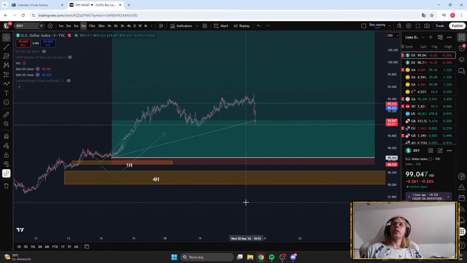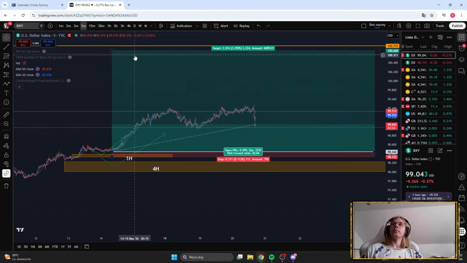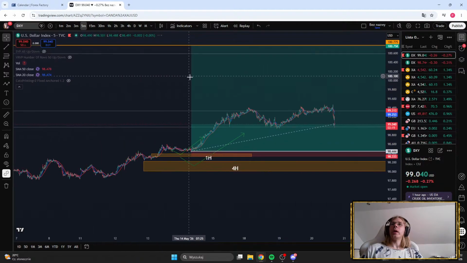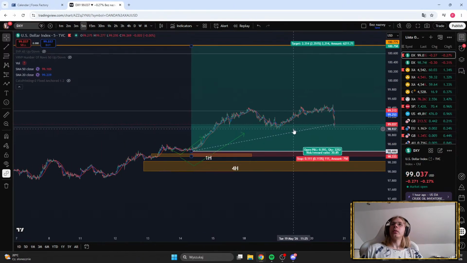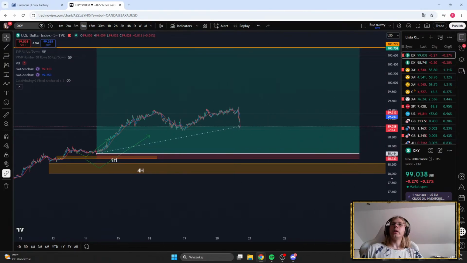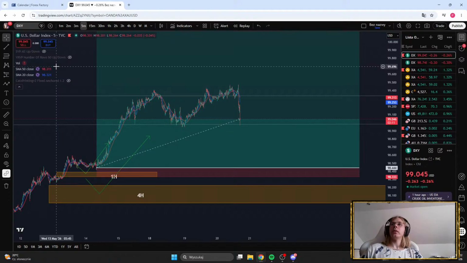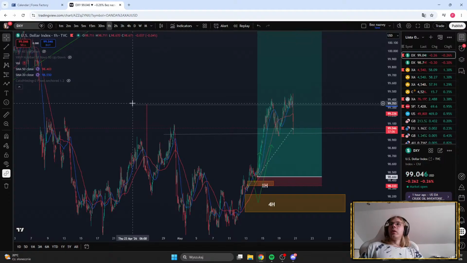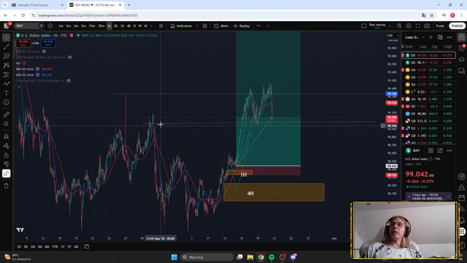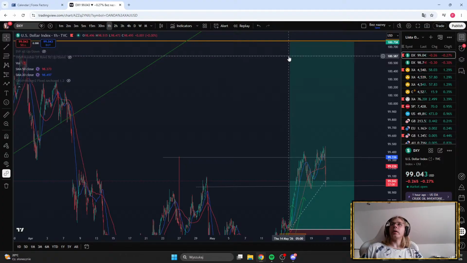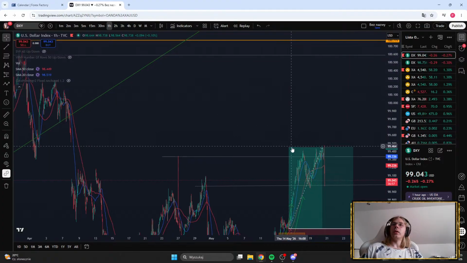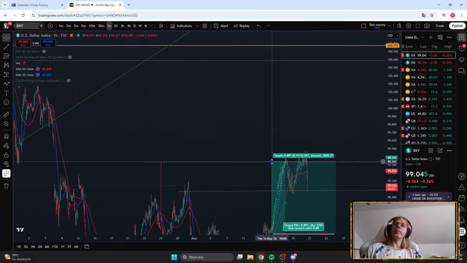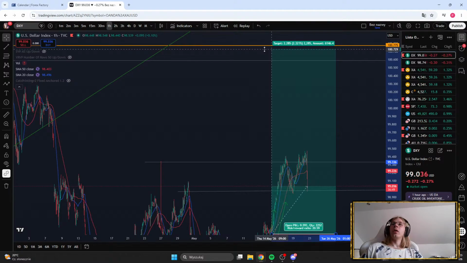DXY. DXY stop in 1 to 9. Liquidity sweep here. We'll see. 1 to 9 overall. Overall, we hit this target. We hit this target. And third target is here. 1 to 9, 1 to 8 around target 2. Very nice.